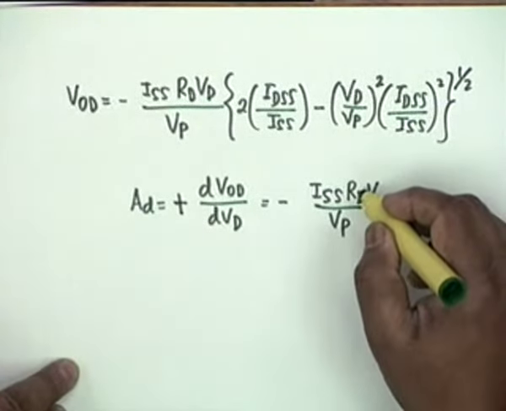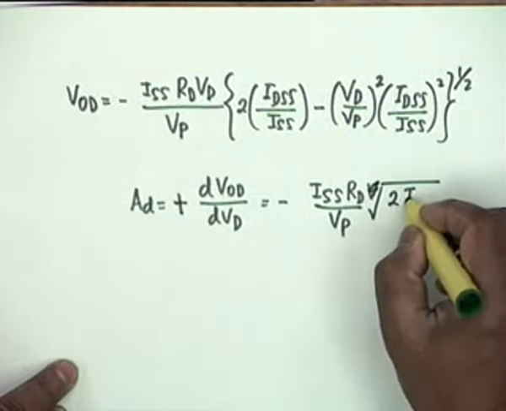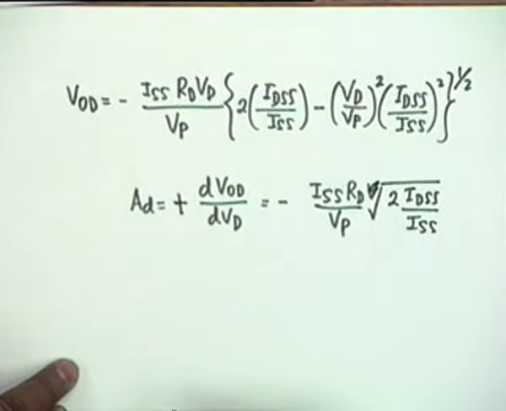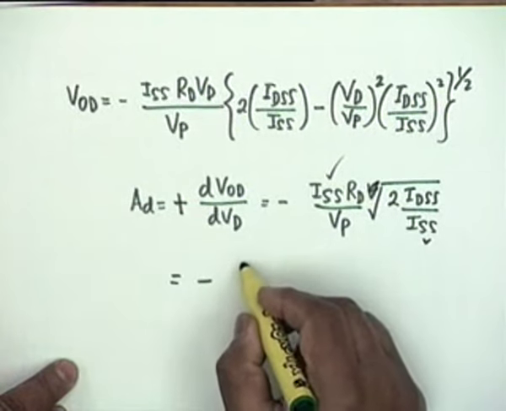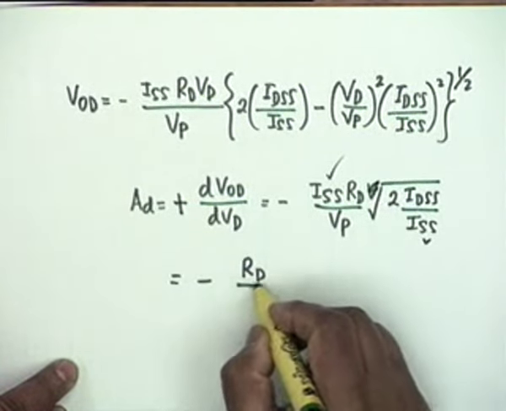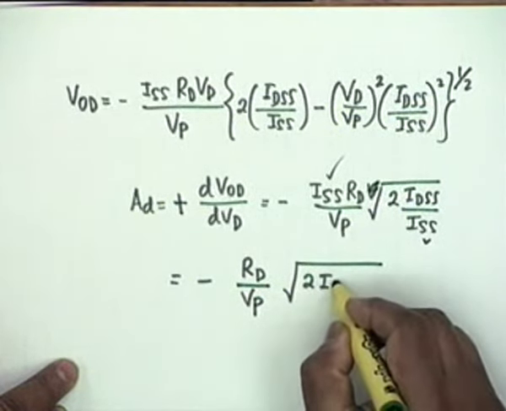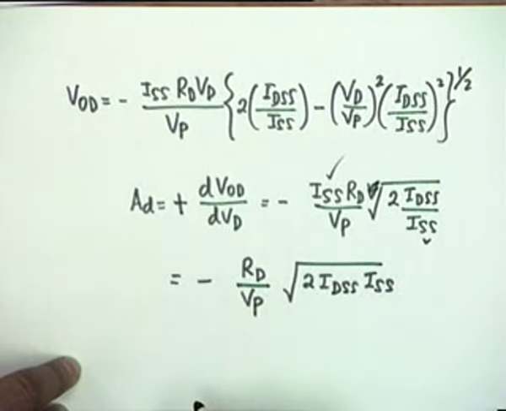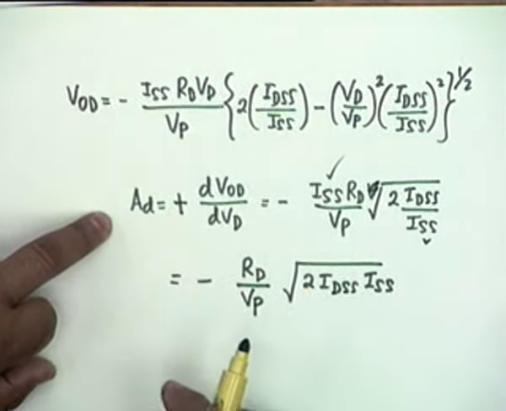This is minus ISS RD by VP, then square root of 2 IDSS by ISS. It comes from this expression. And you see ISS occurs here, ISS also occurs here. So I can write this as minus RD by VP square root of twice IDSS times ISS. Alright. This is the expression for the differential gain.